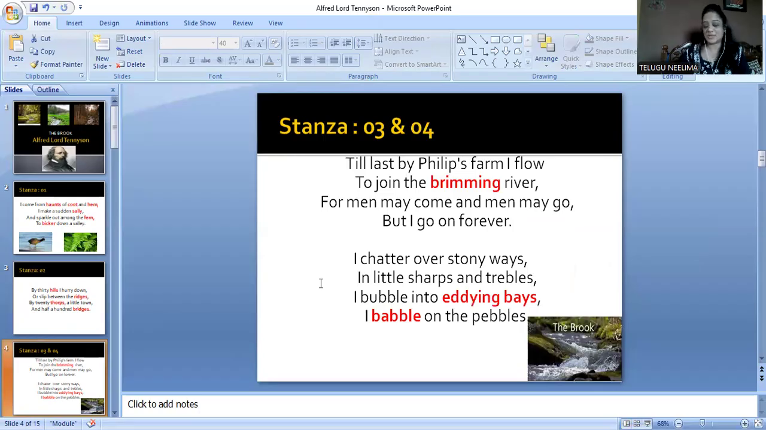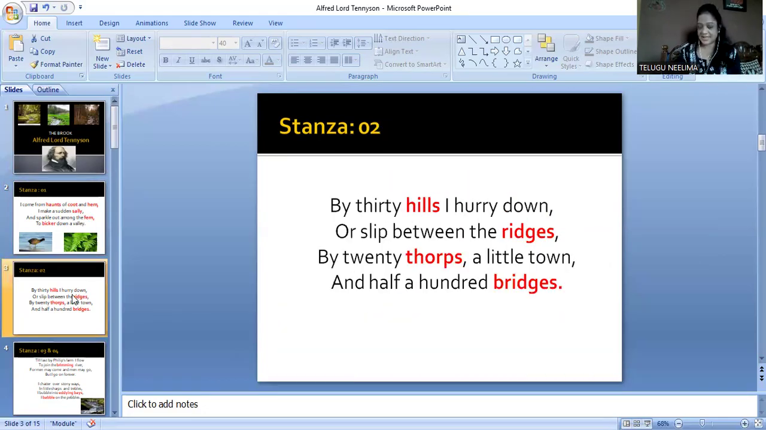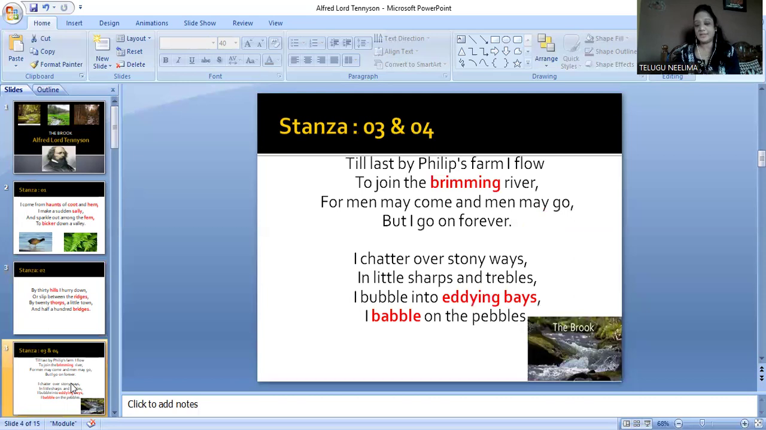So let's take a look at the third and the fourth stanza. Till last, where will I go? In the first stanza, we know from where it started its journey. In the second stanza, we came to understand the areas that the Brook is trying to connect with when it is flowing on. And in the third and the fourth stanza, it is telling that I'll go to my final destination, and my final destination is the brimming river. And I am 101% clear that men may come, men may go, but I go on forever.